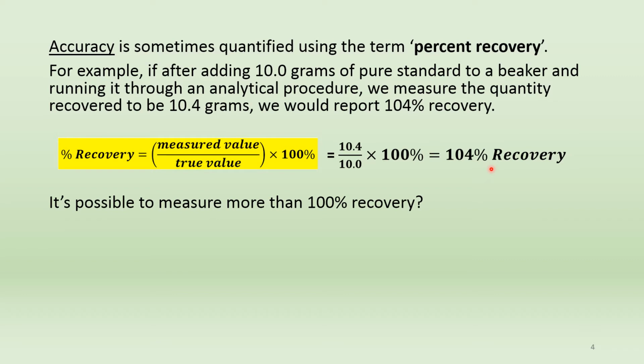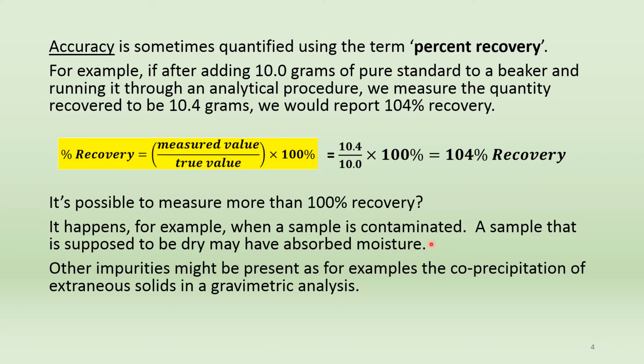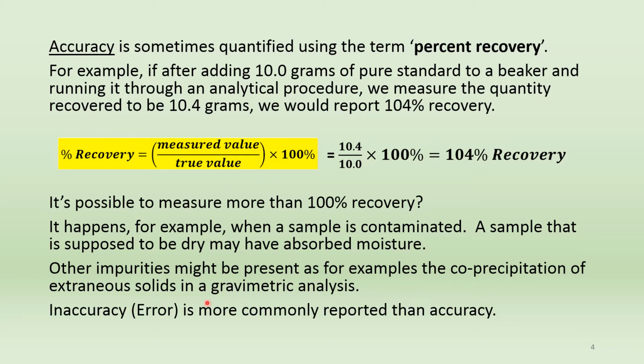Now you might be wondering, is it possible to get more than 100% recovery? Well, in fact, it does happen. For example, a sample might be contaminated. A sample that is supposed to be dry may have absorbed moisture and weighed too much at the end. Other impurities might be present, as for example, co-precipitation of extraneous solids in some type of gravimetric analysis. It does happen. Inaccuracy or error is more commonly reported, and we're going to spend the rest of this video discussing that.